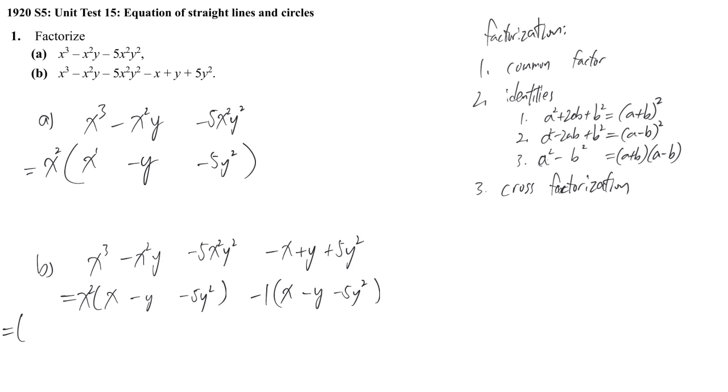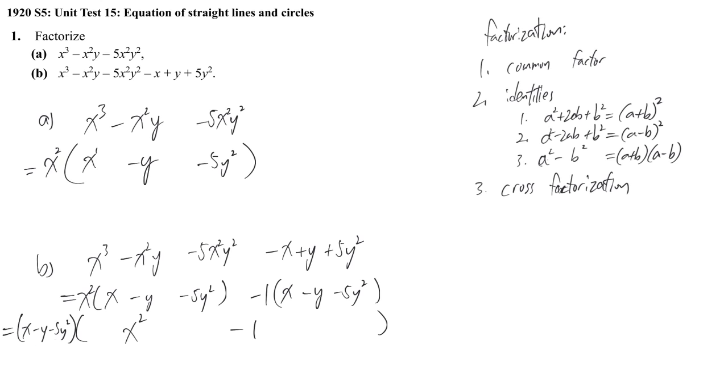For the common factor, we put it on the left hand side. And then we prepare a bracket to write what is left. This term, take out this bracket, x squared is left. The second term, take out this bracket, negative 1 is left.